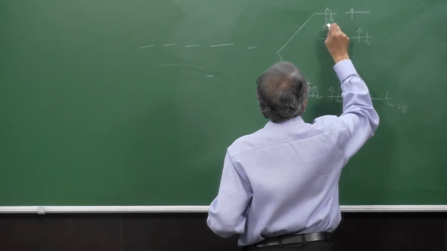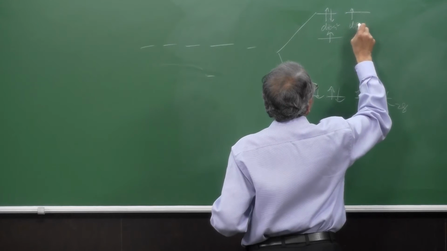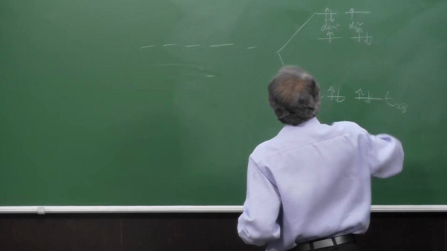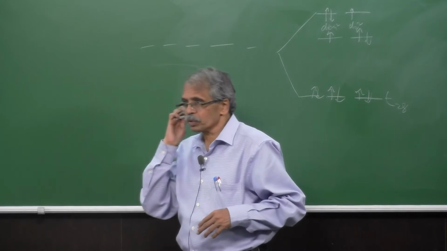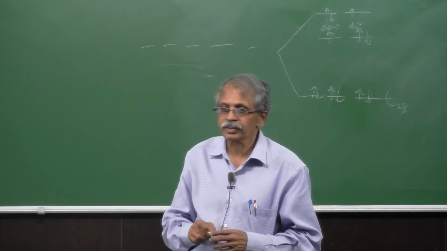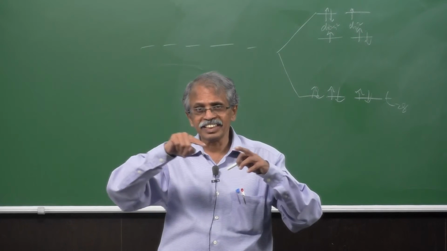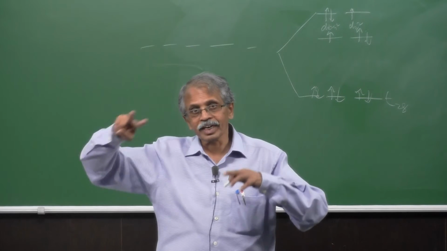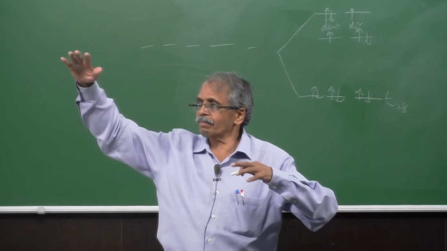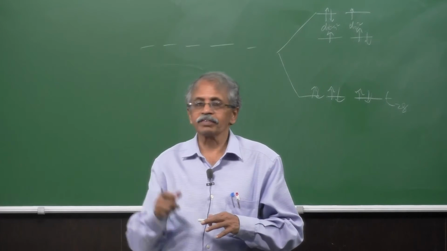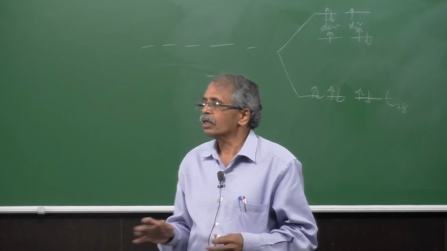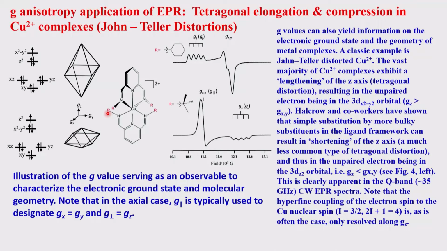If you call it dx square minus y square and dz square, that means your unpaired electron could be either in dz square or in dx square minus y square. This makes a difference. When the unpaired electron is in dx square minus y square, that means there are 2 electrons in dz square, then you will have an elongation, and the reverse of that will become a shortening of the bonds. This is what you have already studied earlier, and that will reflect in the g values that we have just now looked at, parallel and perpendicular, or x, y and z value.